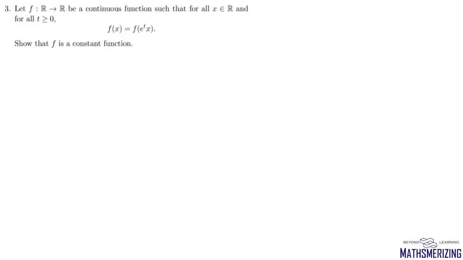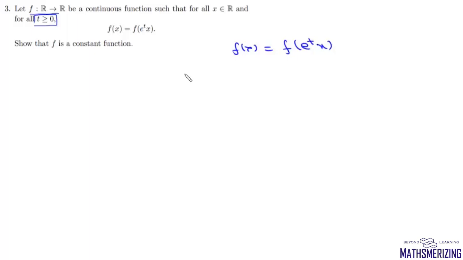Now question number 3 says, let f be a continuous function defined from R to R such that for all x belonging to R and for all t greater than or equal to 0, we are given that f(x) is equal to f(e^t x).